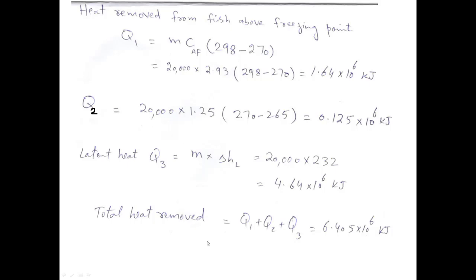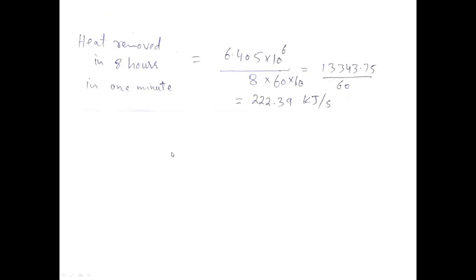Now the question is, we have to achieve that cooling within 8 hours. So we have to divide by 8 first. Then to convert into minutes, we divide by 60, and then into seconds, again by 60. If we simplify, that will be 222.39 kilojoule per second. So that's the heat that we have to remove.